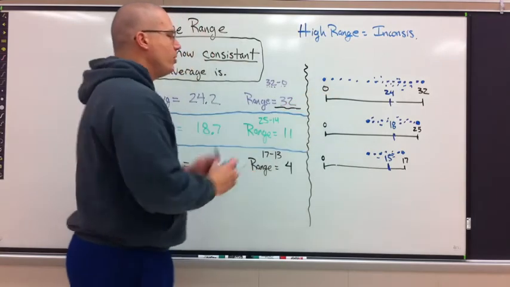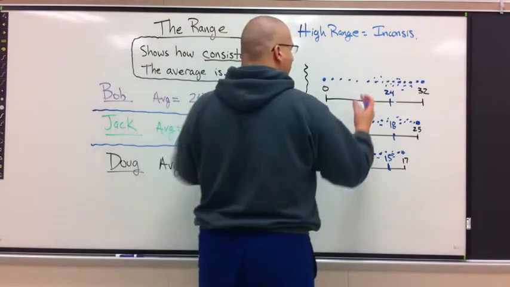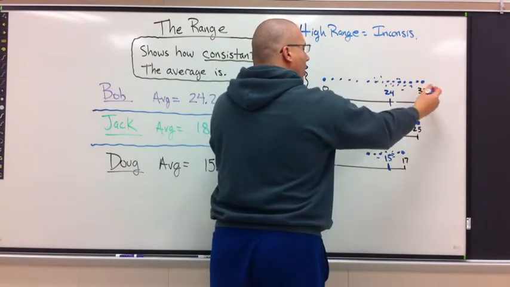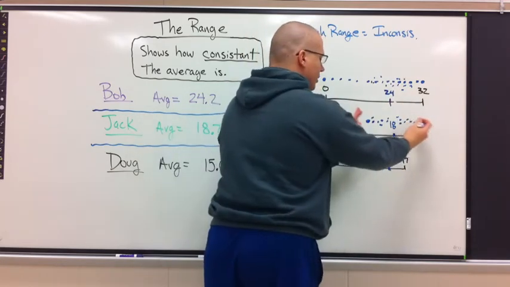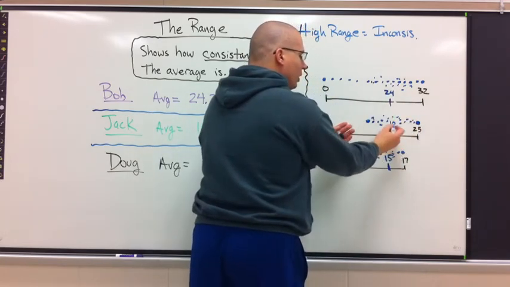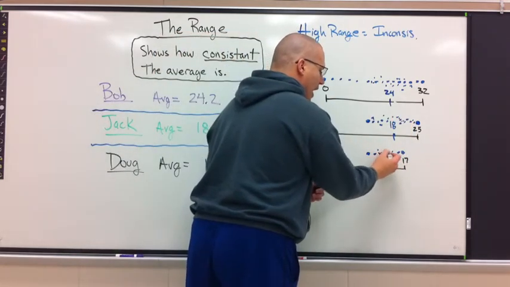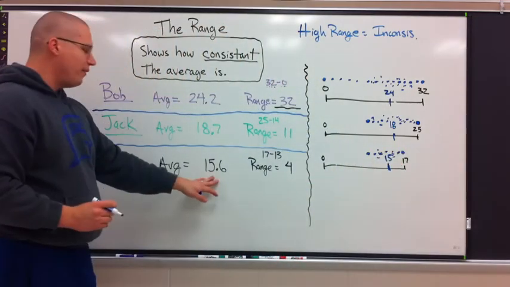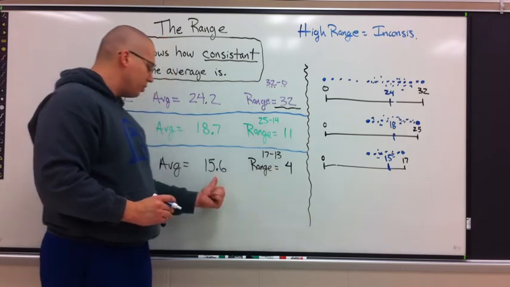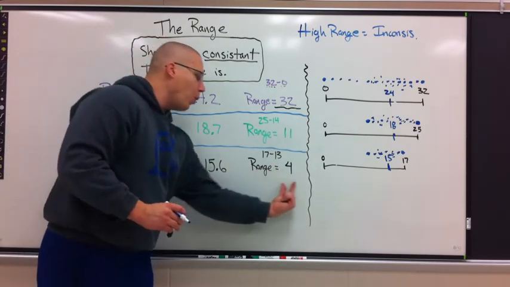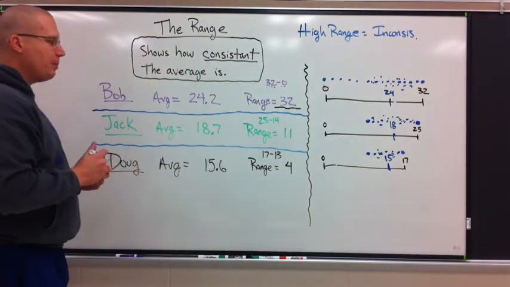So what this picture shows is how spread out the person's days points are. Bob, very sporadic, very spread out. Yes, he scores more, but they're very spread out. Jack, a little more consistent. They're closer together. His average is a little lower, but they're closer together. Doug, very close together, very consistent. He only scores 15, but you can bet that most nights he plays basketball, he's going to score around 15 because he doesn't waver or vary very much. So this is what the range helps people know.